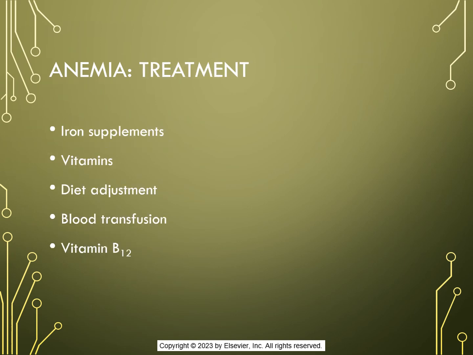Correcting the underlying problem and then building up replacement blood cells will treat anemia from chronic slow blood loss. Anemia caused by inadequate iron, folic acid, or protein intake can be managed with oral iron supplements, vitamins, and diet adjustment. If the anemia is serious, blood transfusions may be given or IV iron preparations can be administered.